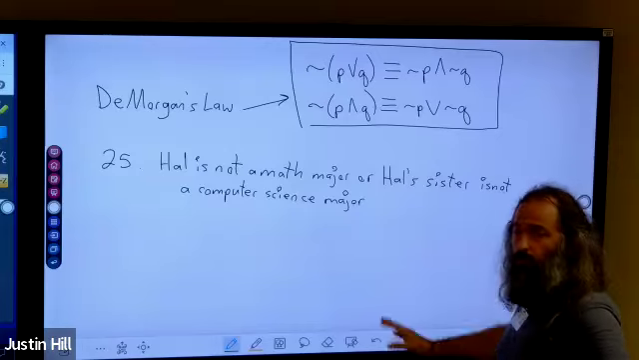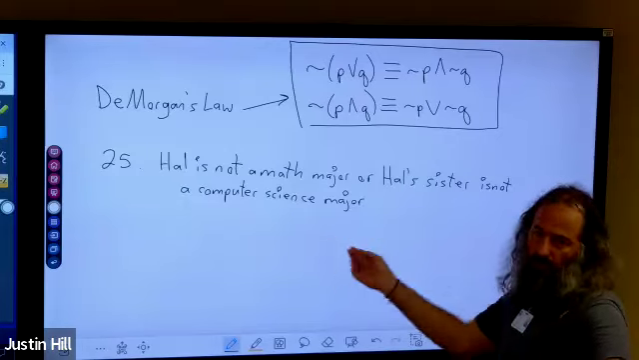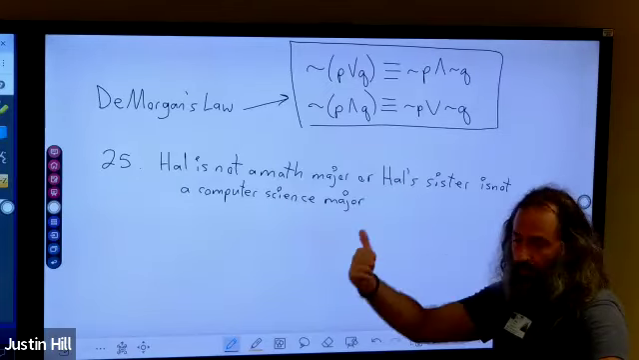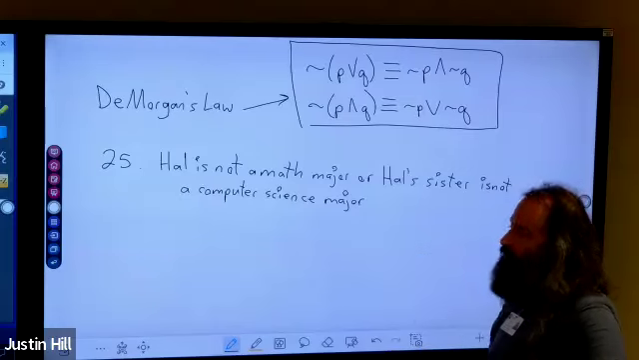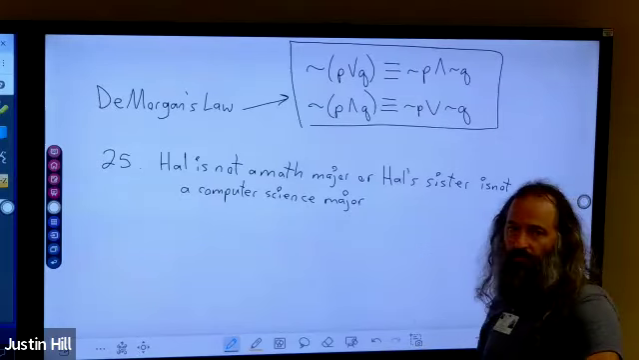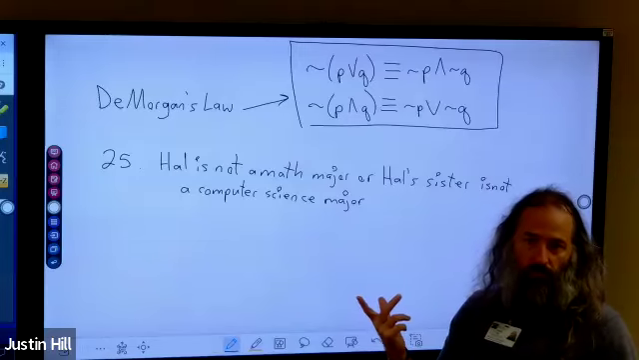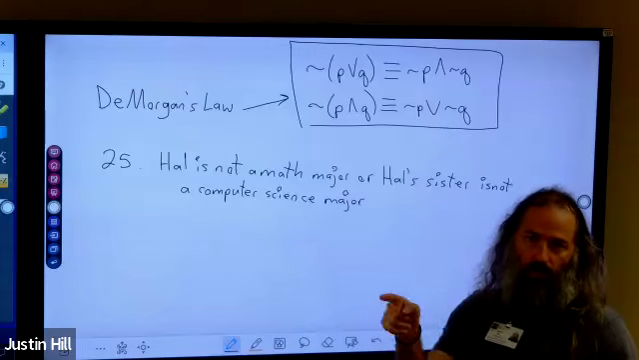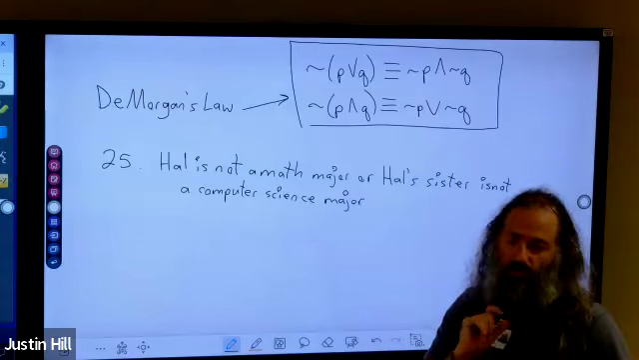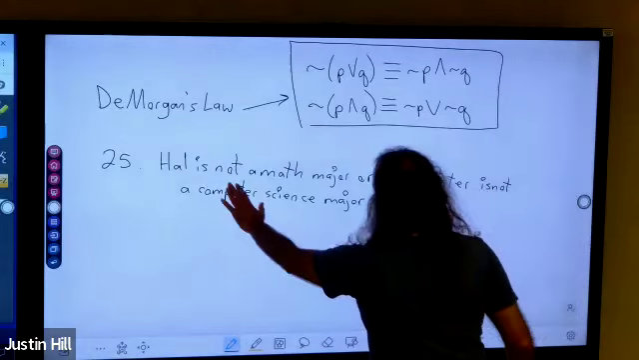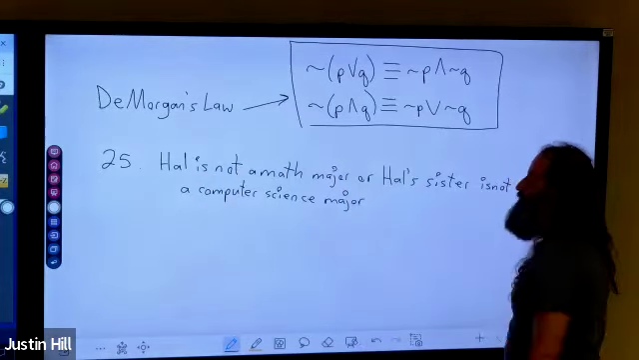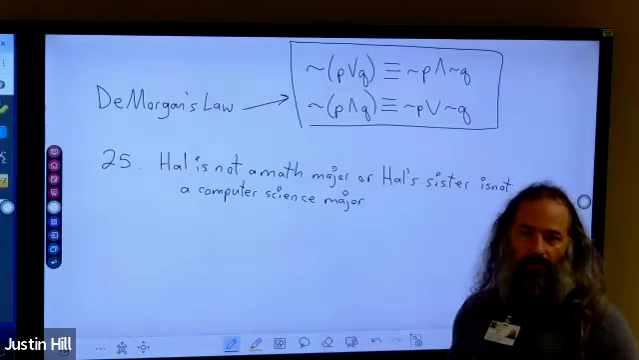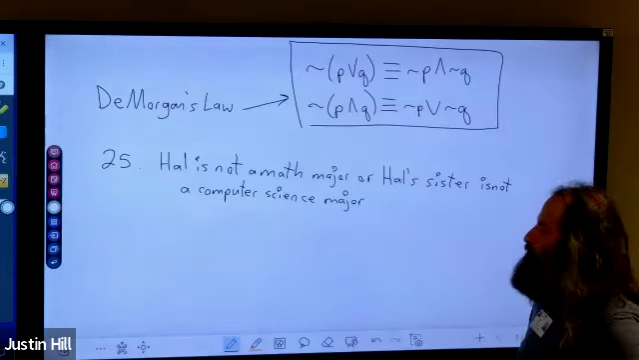So this works. Notice that if the original statement was true, Hal's a math major and Hal's sister is a computer science major, that means both are true. So the negation of that would be something false. For an "and" statement to be false, one or the other just has to be not true. And that's what our negation says: either Hal is not a math major or Hal's sister is not a computer science major. So it follows logically that that has to be the negation of it. That's the only way we could negate it.